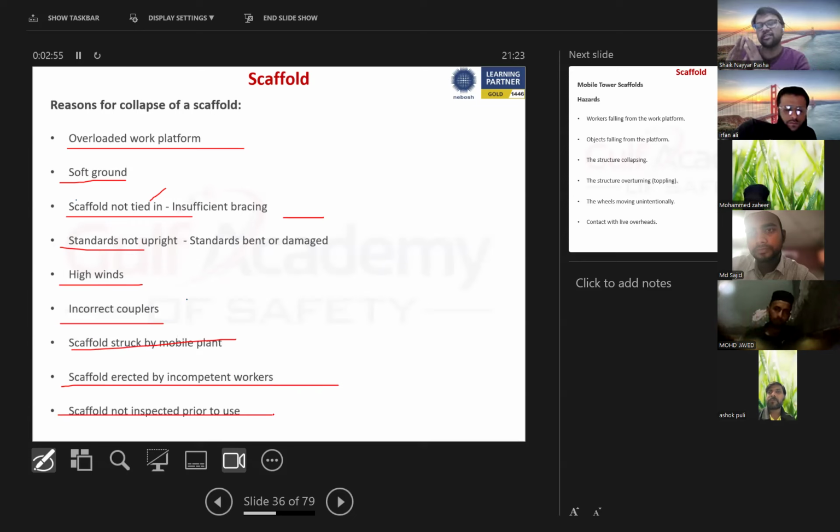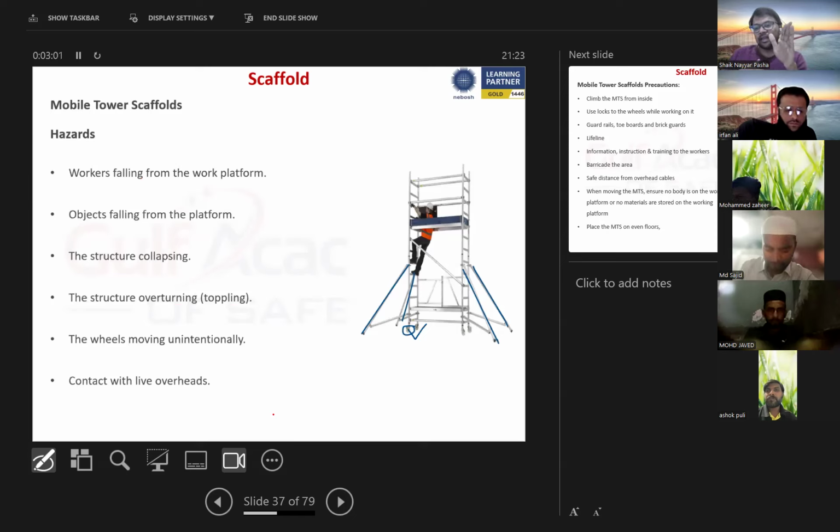Okay, this is about independent scaffolding. And there is one more scaffolding which is called MTS, Mobile Tower Scaffold. The advantage of this scaffolding is that once the scaffold is erected, you can move it from one place to another place. Again, this scaffolding is also used for temporary works, but the hazards associated with it are, while you are moving the scaffolding it could topple over, or while moving it, you might come into contact with overhead power cables. That could result in fatal injury, fatalities.